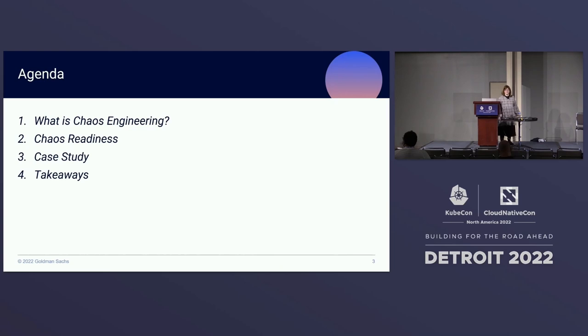So I'll just go through our agenda. We'll start with what is chaos engineering. Then we'll go over chaos readiness. We'll go through a case study of a chaos experiment we actually did on a real Goldman Sachs system. And then we'll go through some takeaways.